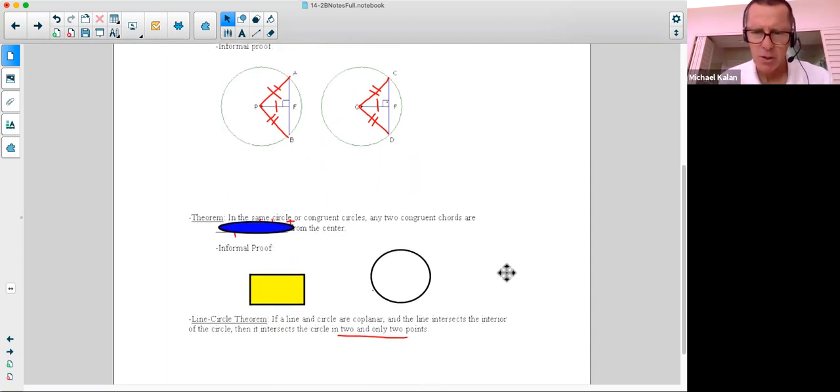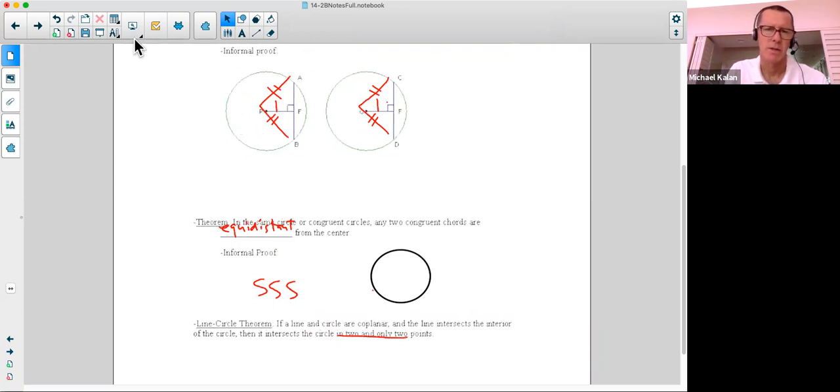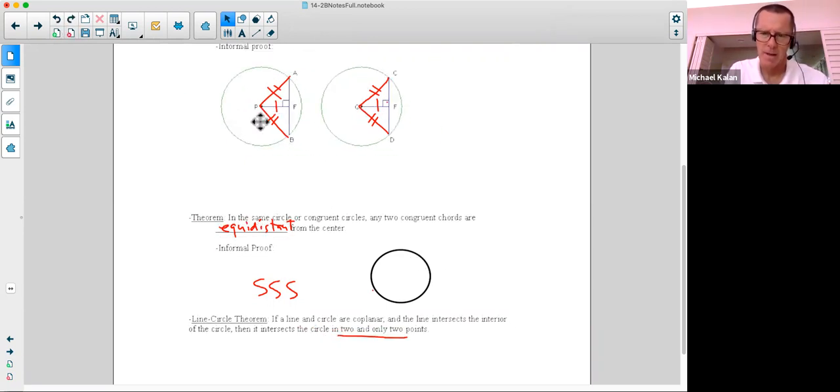Okay, next theorem. In the same circle or congruent circles, any 2 congruent chords are, yeah, this is just the reverse, right? Equidistant from the center, okay? And you could do that by SSS, right? If we know that the chords are congruent, you can basically go through the same thing. I don't think I have a diagram.